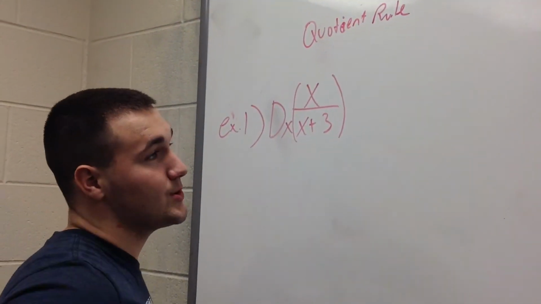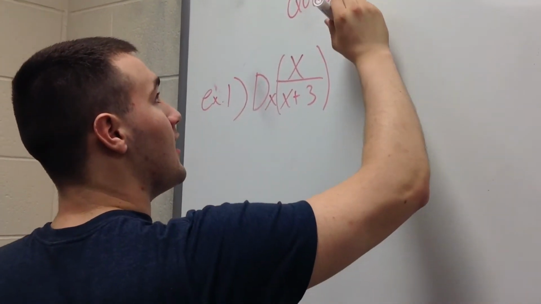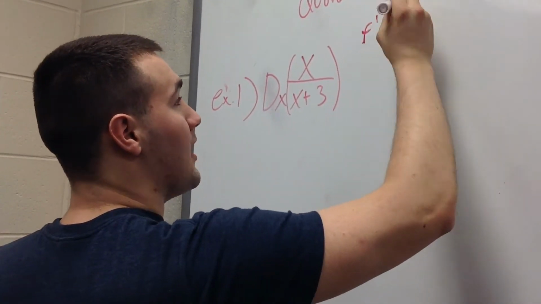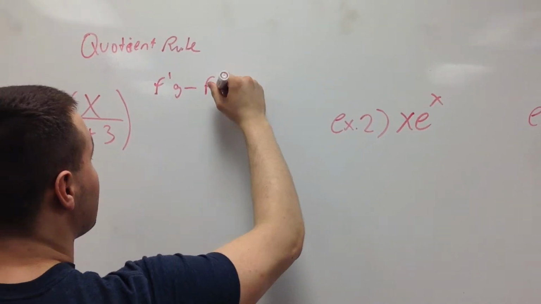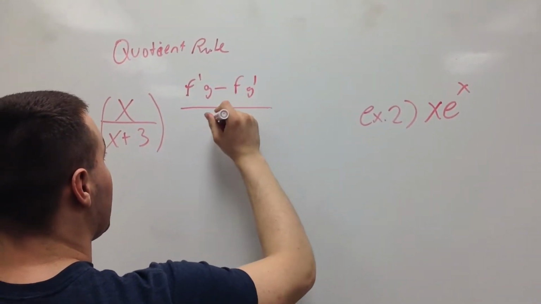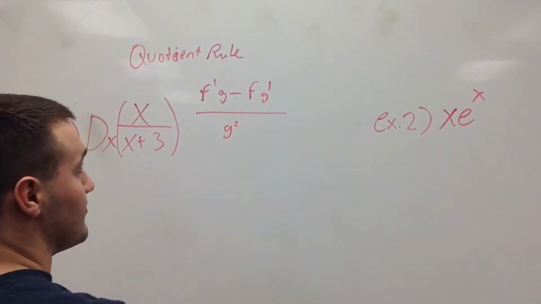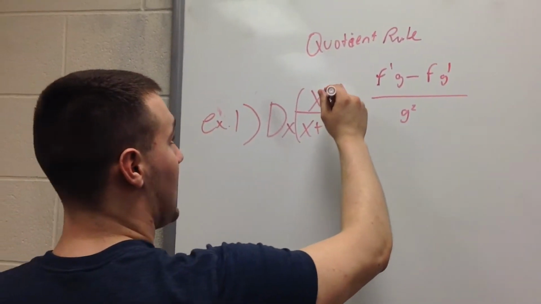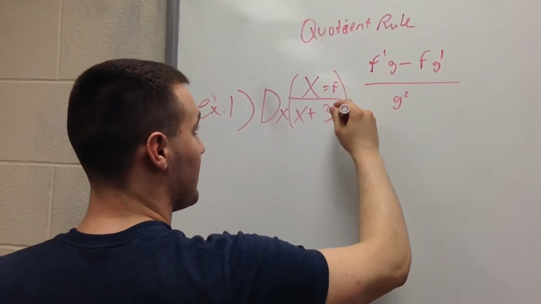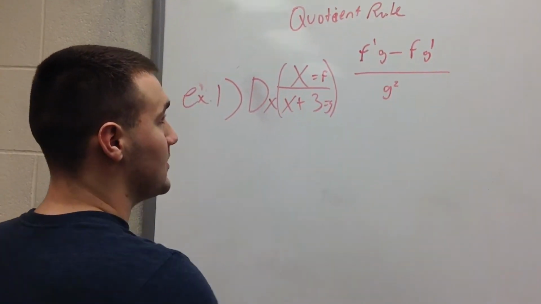Okay, the quotient rule is f prime g minus f g prime divided by g squared. That is the quotient rule. So we're going to set the top to equal f and the bottom to equal g. So we're going to go ahead and do that.